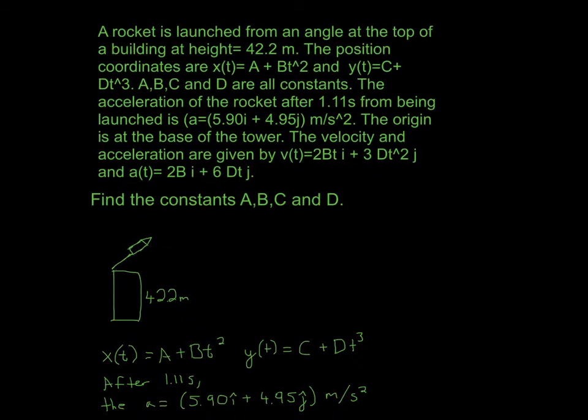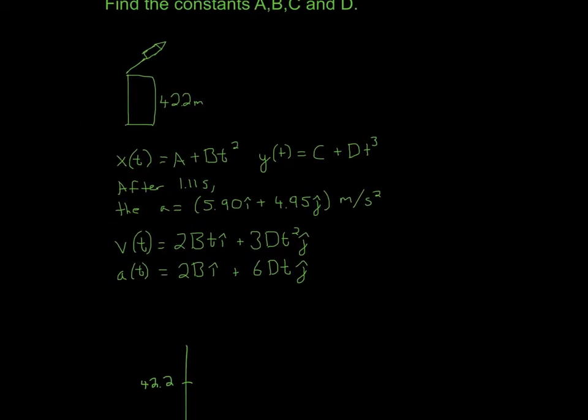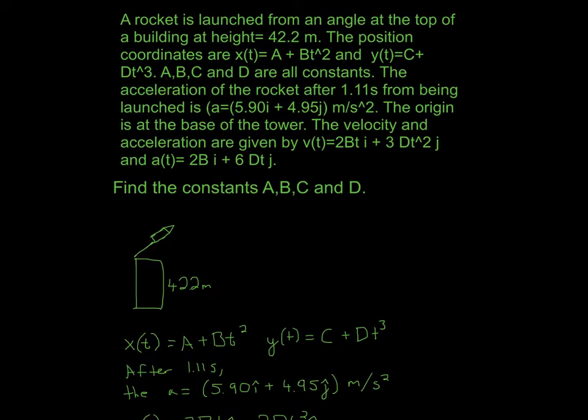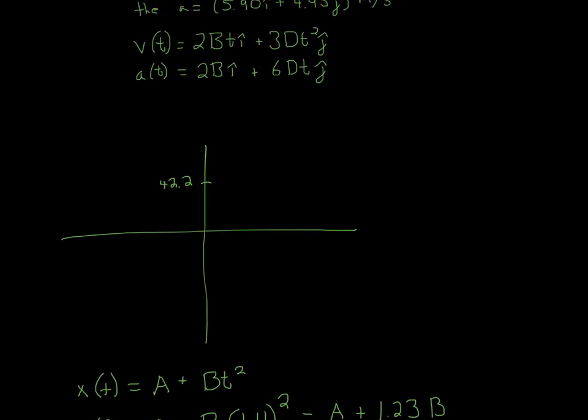So we have all that information, but now how do we start? Well, we can just start plugging and chugging and see what works. The last piece of information is this: the origin is at the base of the tower. So now we know where we can draw this on an actual graph.